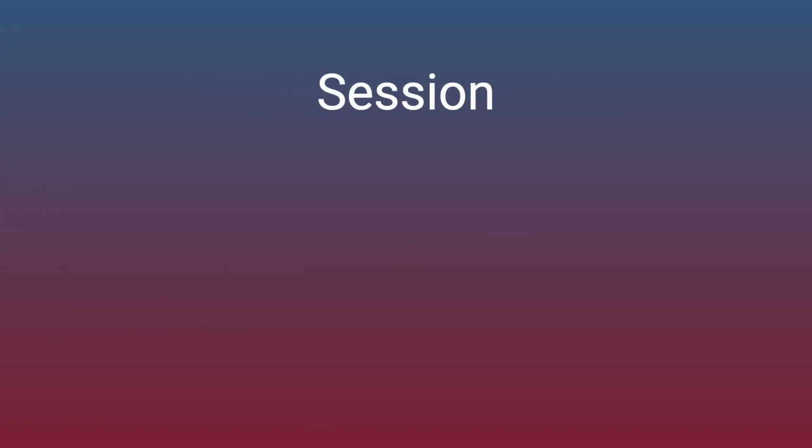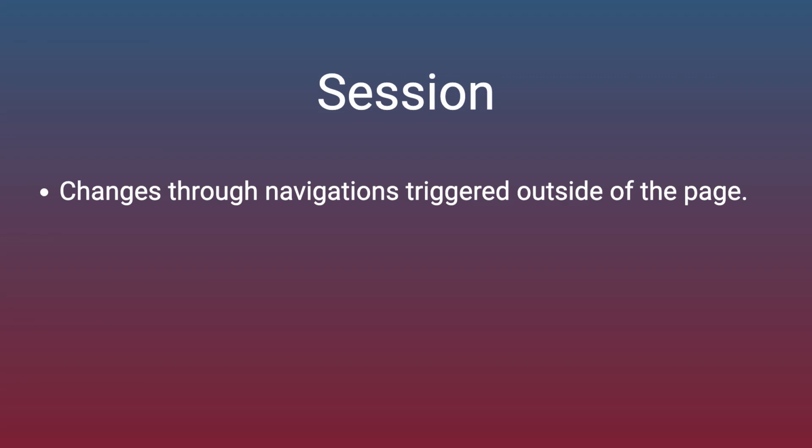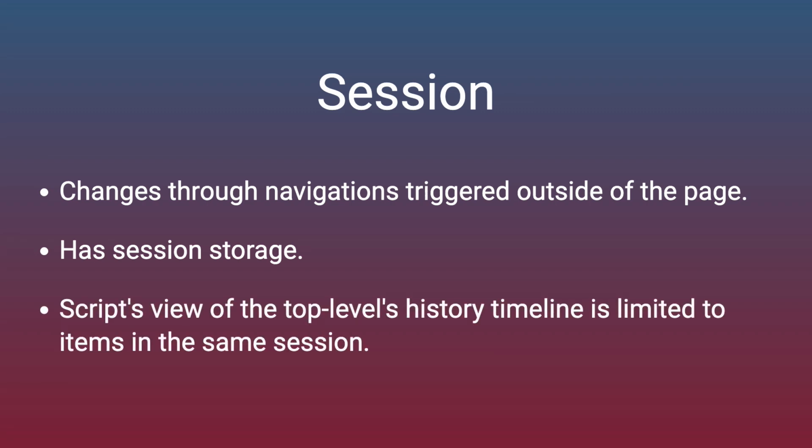And finally, session. As the user clicks links taking them from one page to another, one origin to another even, we consider this part of the same session. However, if the user navigates using a method outside the page, like clicking a bookmark or entering something manually into the URL bar, this creates a new session. It holds session storage, and it limits the script's view of the history timeline. So history.length will only see the number of items in the current session, and history.go, history.back, history.forward will not allow you to cross a session boundary.